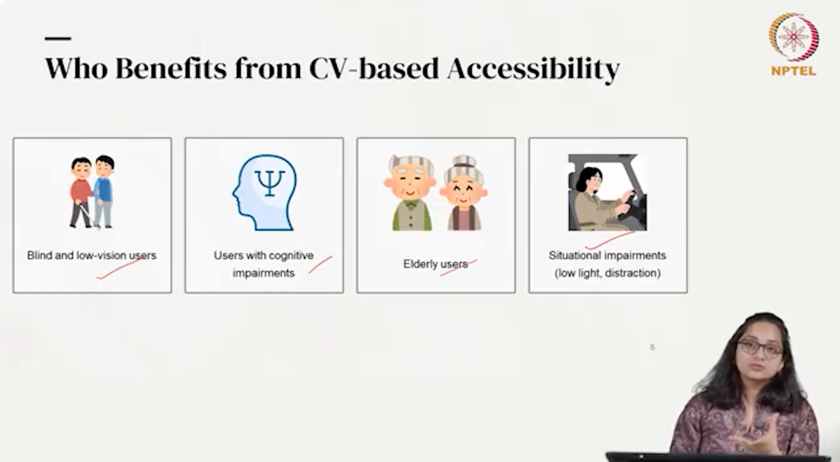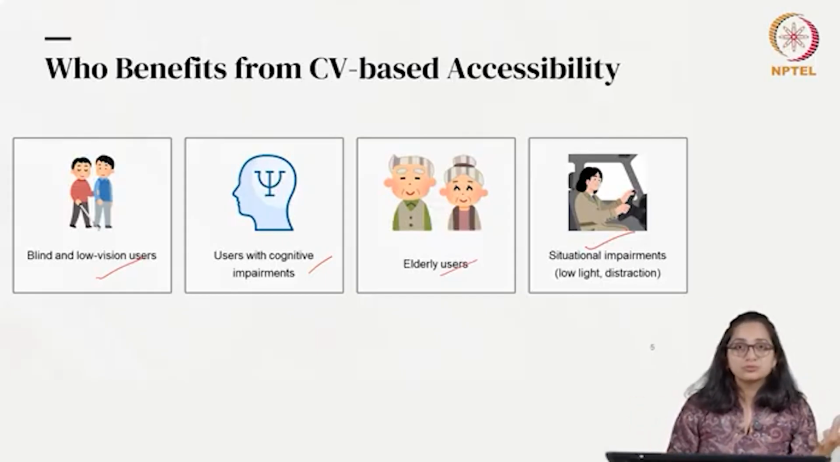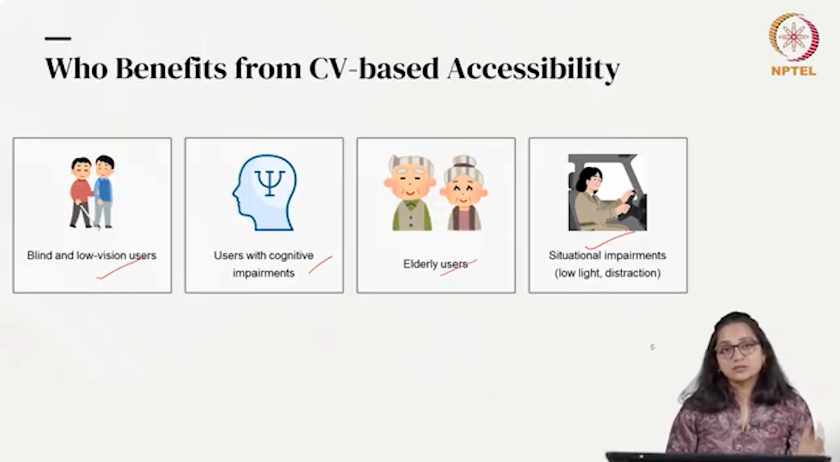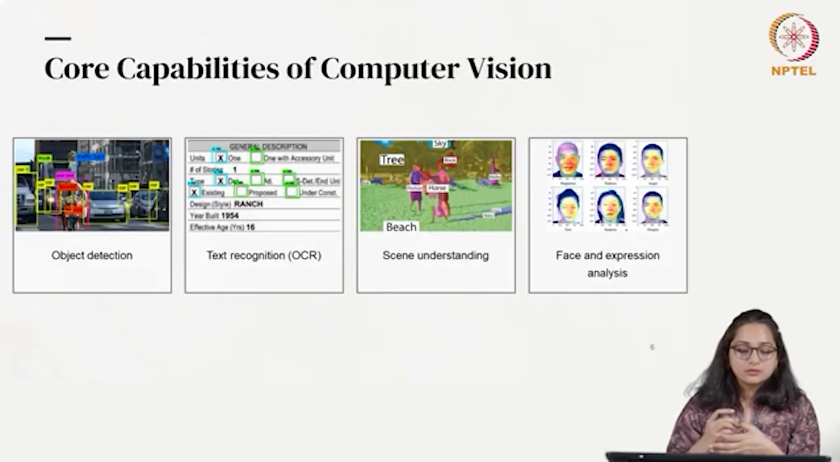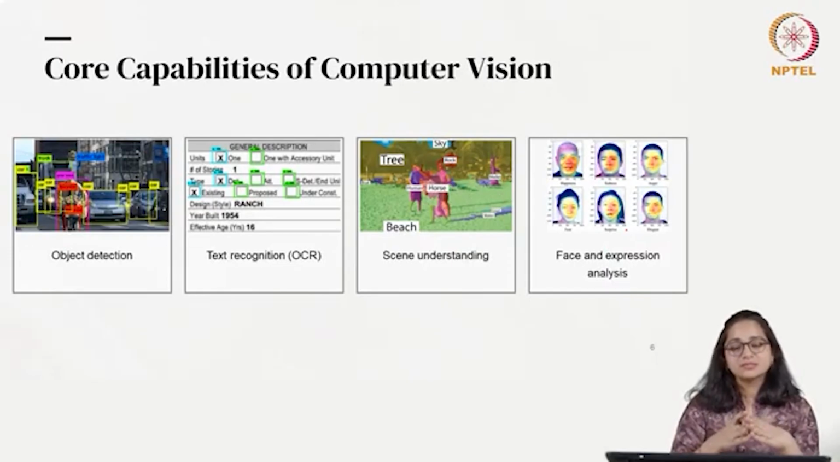So it is also enabling independence for people who may be distracted and may be having situational impairments in some cases. So, what are some core capabilities of computer vision models, and what can it really do? This can help you develop certain ideas.